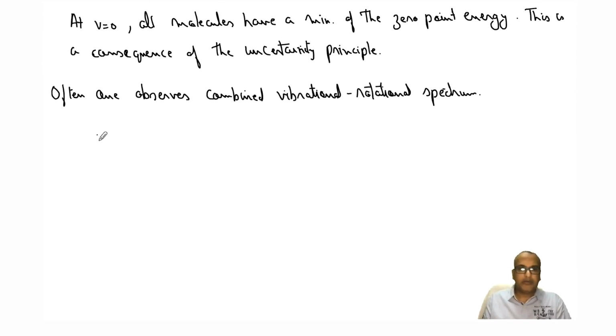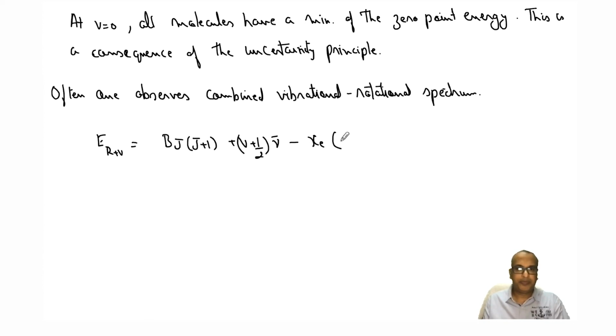So a combined set of energy levels is given by rotational plus vibrational: B J(J+1) plus (v + half) ν̄ minus x_e (v + half)² ν̄. We'll write it in the same units, so that means we will have h/c over here, divided by h/c. So this is in centimeter inverse.